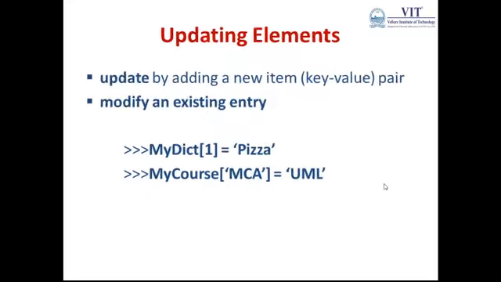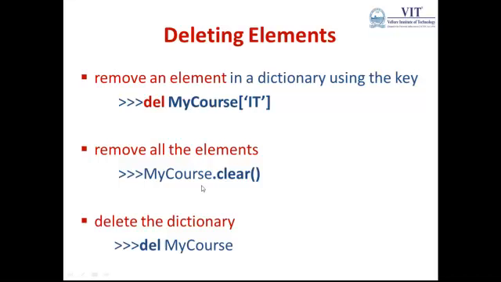And suppose you want to remove all the elements, then go for the second type. Simply use the dictionary name dot clear. The clear function is a predefined function which flushes out the entire item. It goes back to emptying all the dictionary items. Again, it has been emptied now.